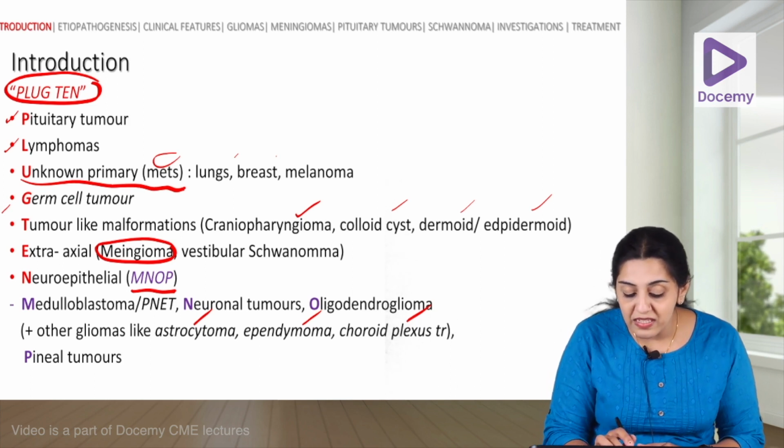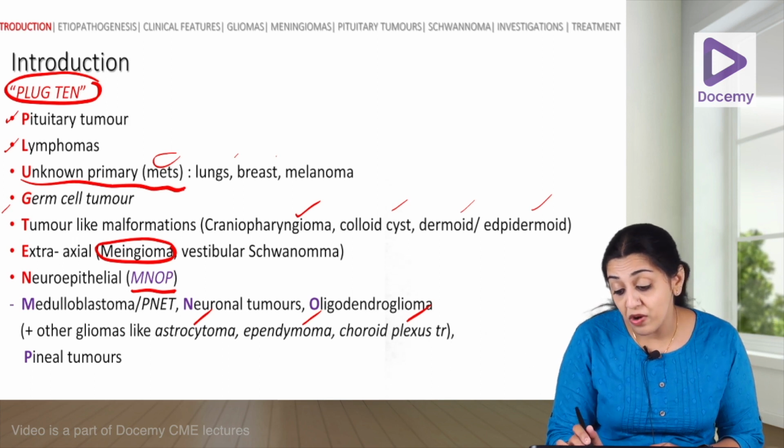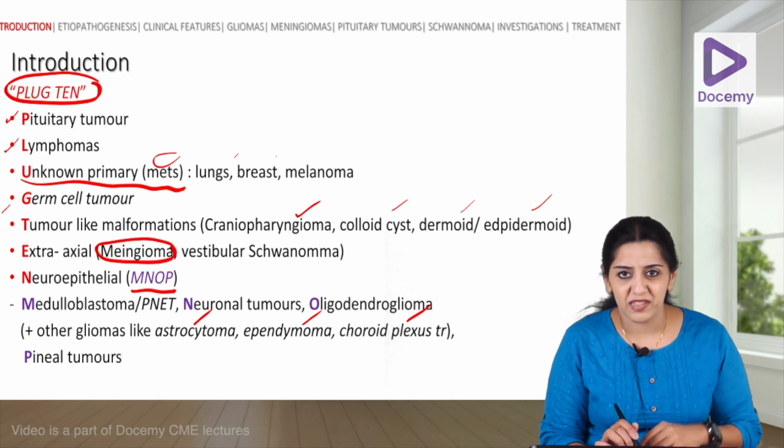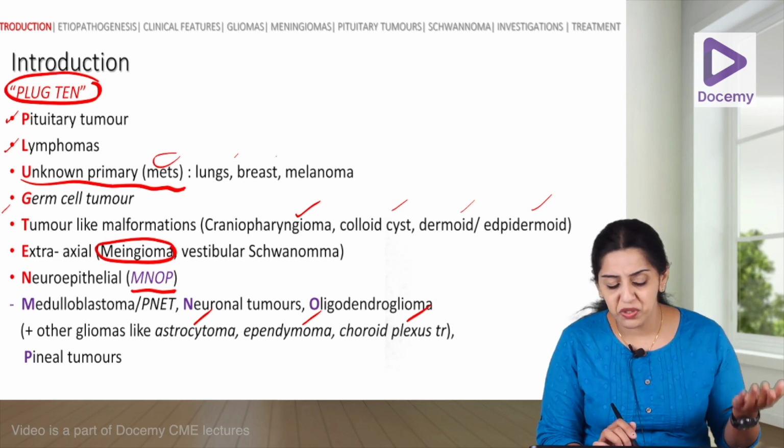Out of these, the ones in italics like astrocytoma, ependymoma, choroid plexus tumor, germ cell tumor are all childhood tumors, seen in the pediatric age group too.